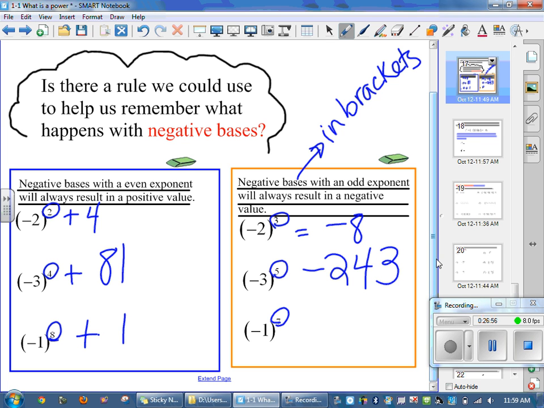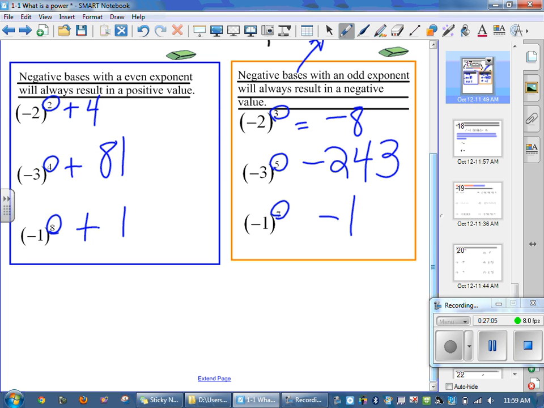So, with negative bases in brackets, you look at the exponent. Is it an odd number or even number? Even number is a positive answer always. Odd number is going to give you a negative answer always if you've got an odd number exponent. Those are the rules. Well, then how do we deal with negative signs without brackets?